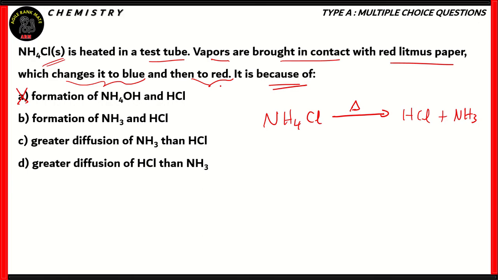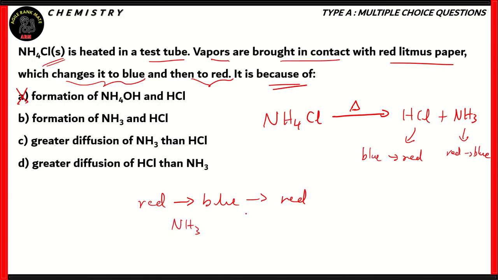So, how does this work? HCl is acidic, so it turns blue litmus paper to red, and NH3 is a base, so it turns red litmus paper to blue. Now, our sequence of color changes is from red to blue and then to red. Red to blue is caused by NH3, but after some time we notice that the blue changes back to red, and that is because of HCl.